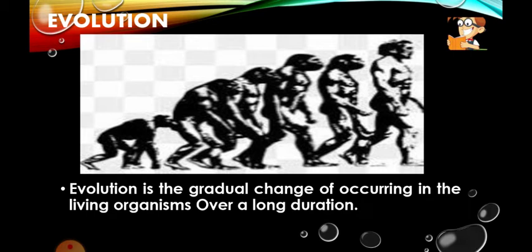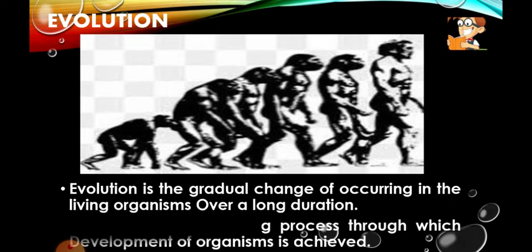You can imagine how much time it must have taken from a single cell to the multicellular organisms like the human beings. Okay, so it is a gradual change. It does not take place very fast. It is a slow going process through which development of organisms is achieved. So since it is a slow going process only, development has taken place properly.